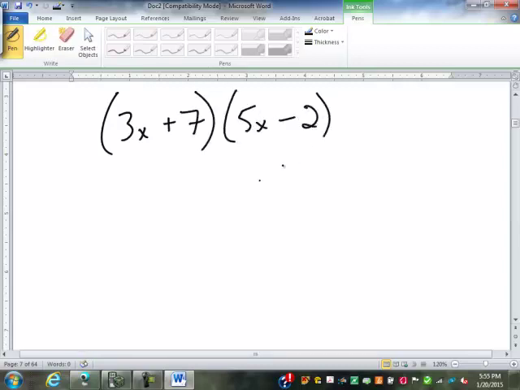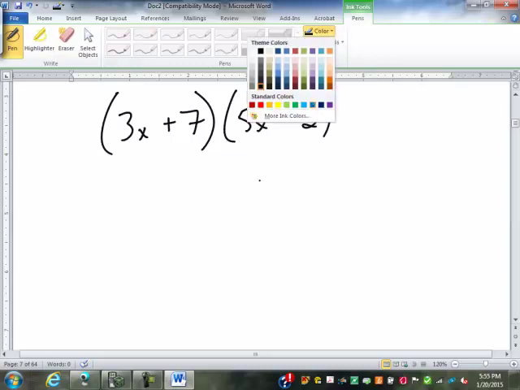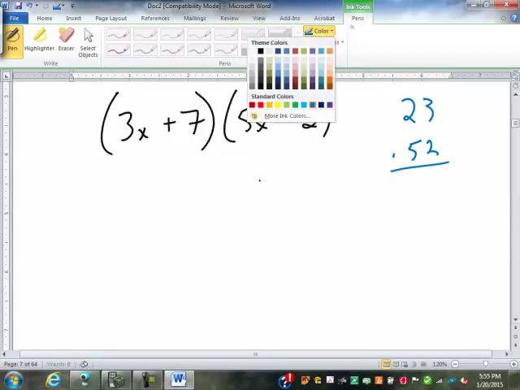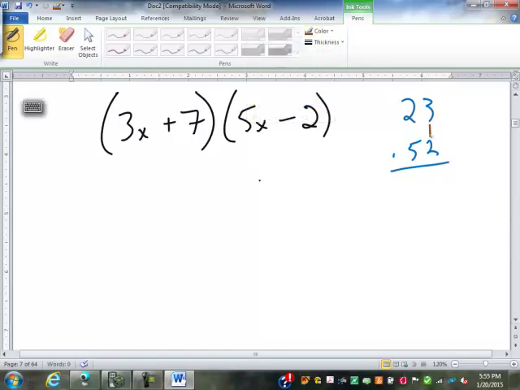What happens when we run into something like this? Well, this is exactly like taking something like 23 times 52. You would do 2 times 3, then the 2 times 2, and then 5 times 3 and 5 times 2. Well, same thing here.